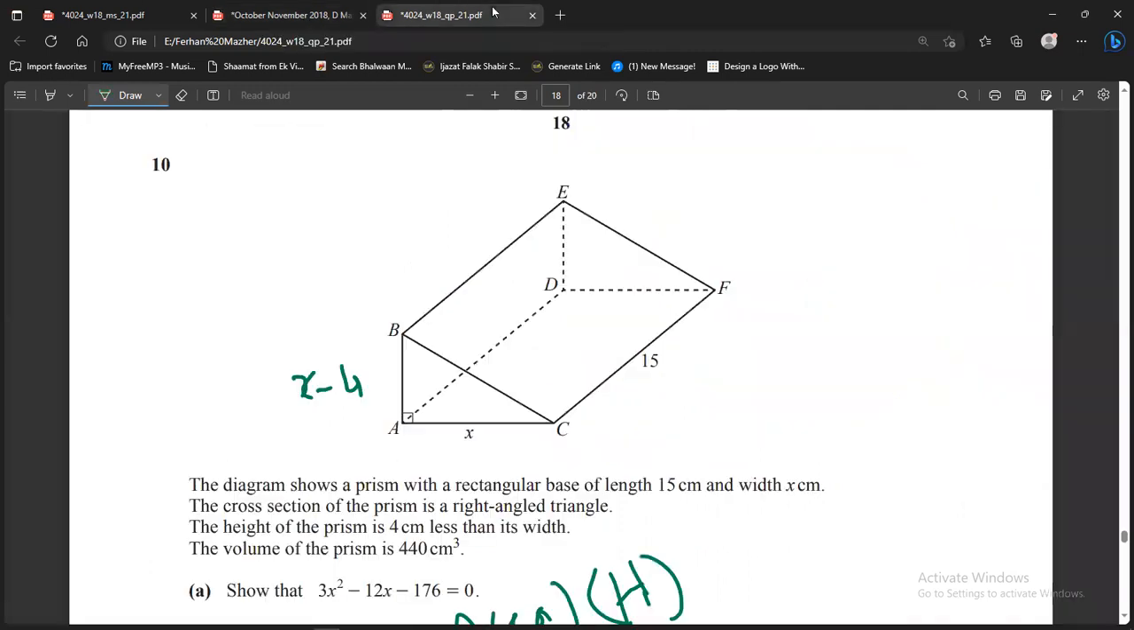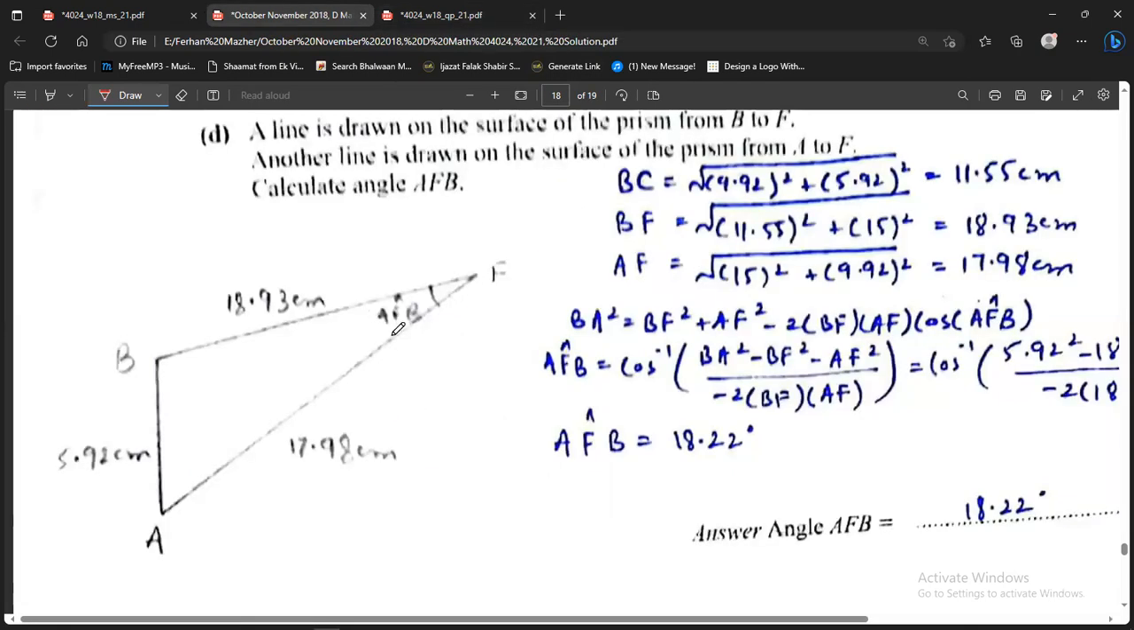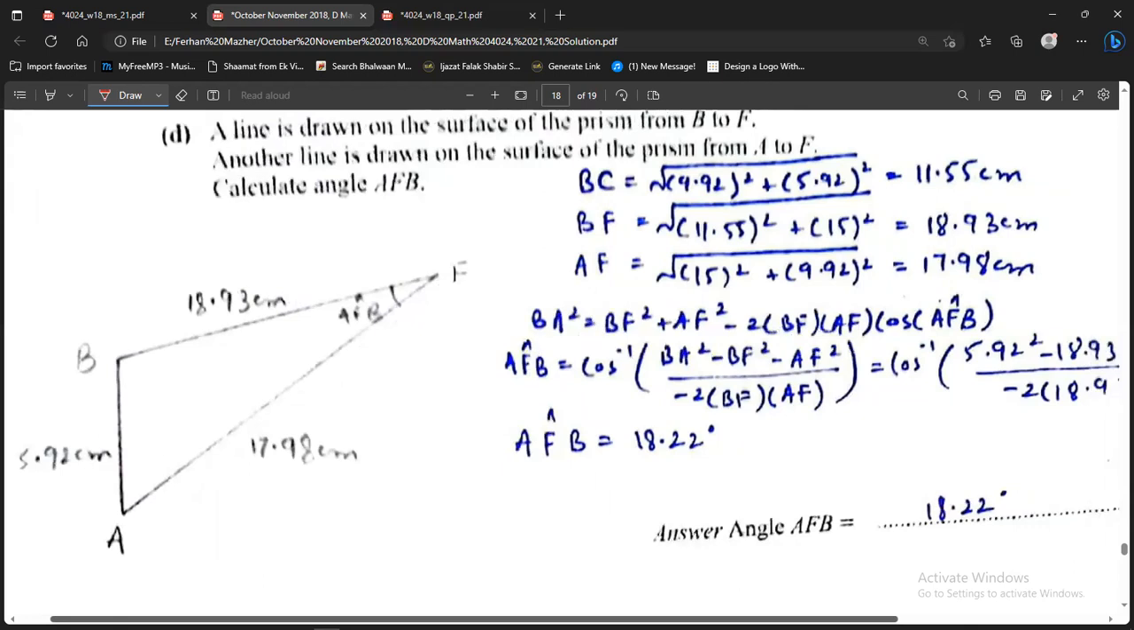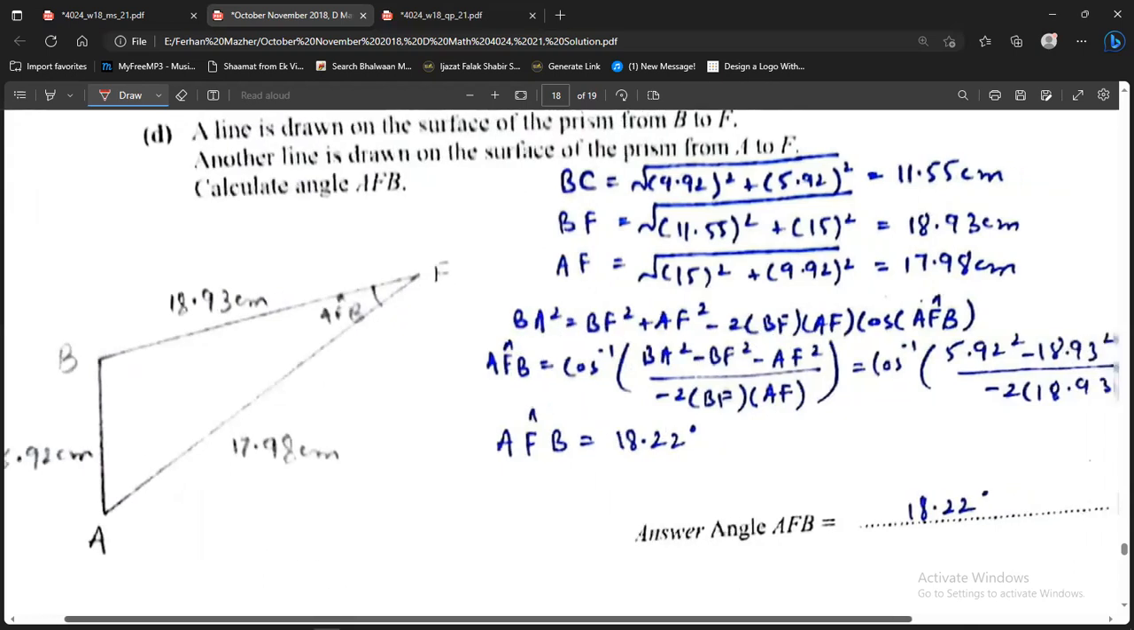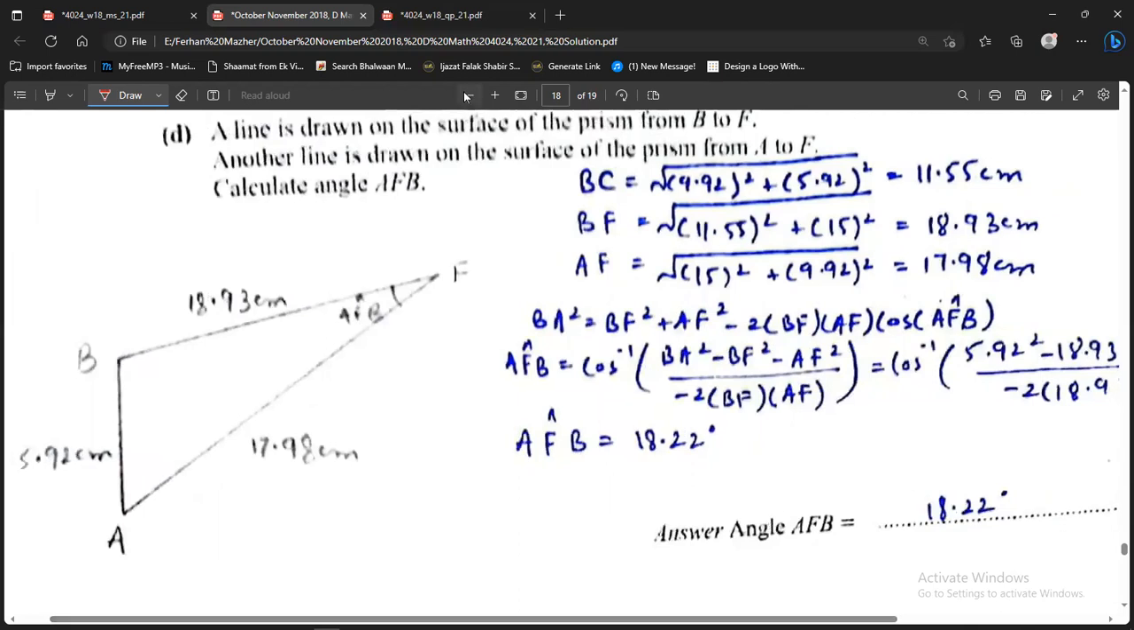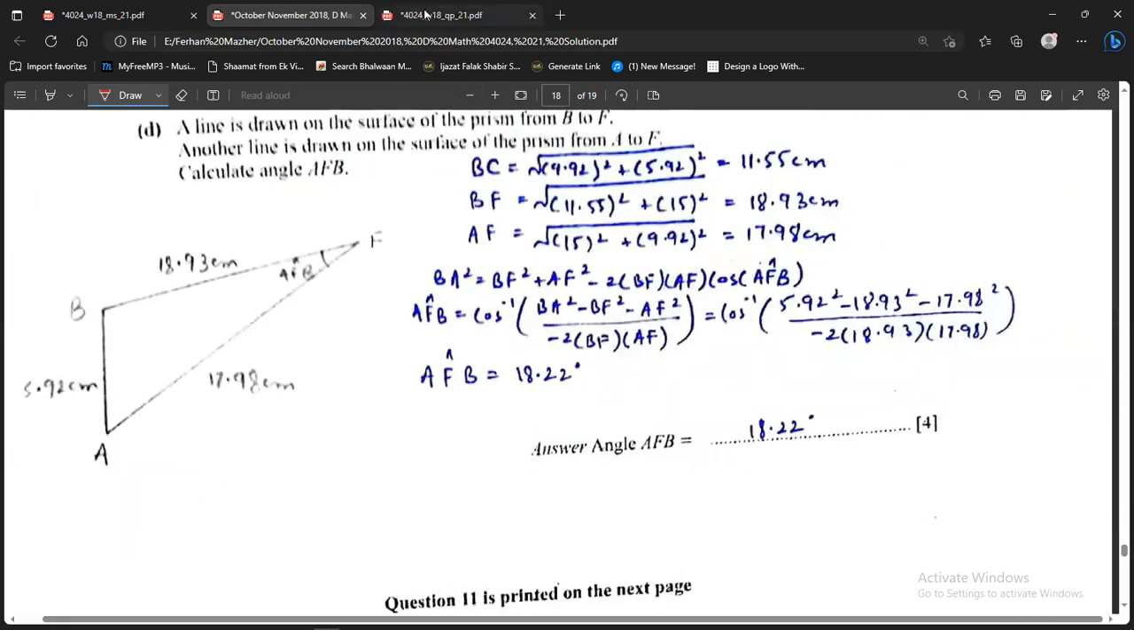Once I know the BC value, then I can take this triangle BCF. It will be a right angle triangle. So I know the BC, I know the 15. I will apply the Pythagoras, and I will find out the BF. So the BF will be equal to the square root of 11.55 square plus 15 square, and that will be 18.93. So the BF is 18.93. Okay.